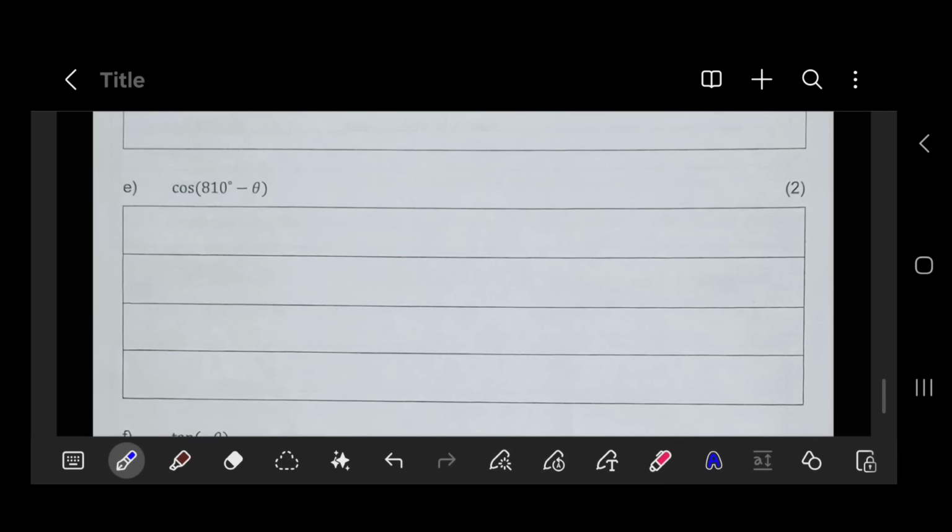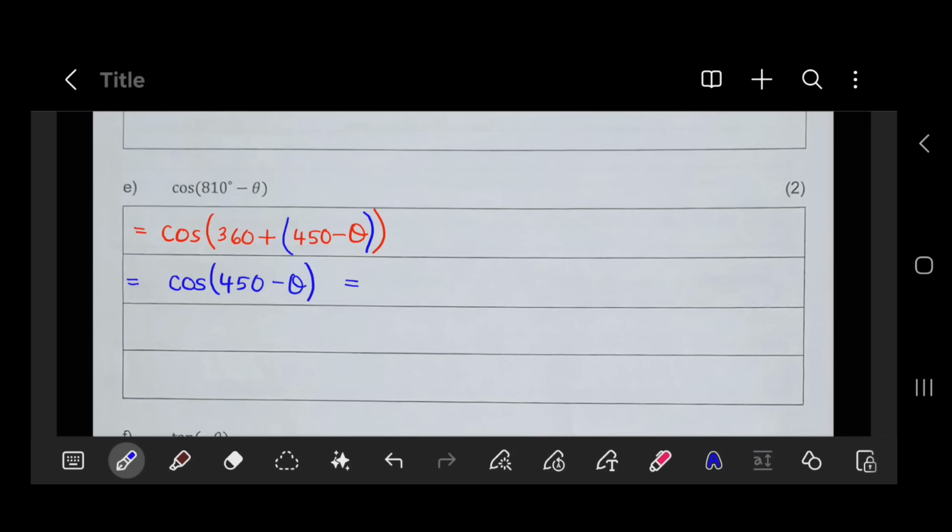Let's look at the next one. We've got cos of 810 minus theta. Since that angle is bigger than 360, let's start off by splitting it up in terms of 360. So that is going to give us 360 plus 450 minus theta. And we are going to group the 450 minus theta as one angle. And according to what we know, 360 plus theta is in the first quadrant where cos is positive. So this becomes cos of 450 minus theta.